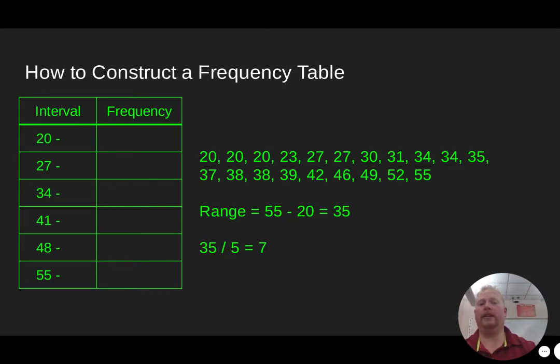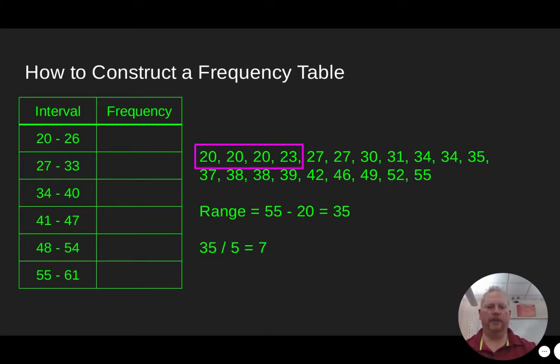Now we'll do the same thing for the end of the interval. So 26, and then add 7, 33, 40, 47, 54, and 61. Okay? So establishing those intervals can be a little bit tricky, but now here comes the easy part. Let's count the frequency for each interval.